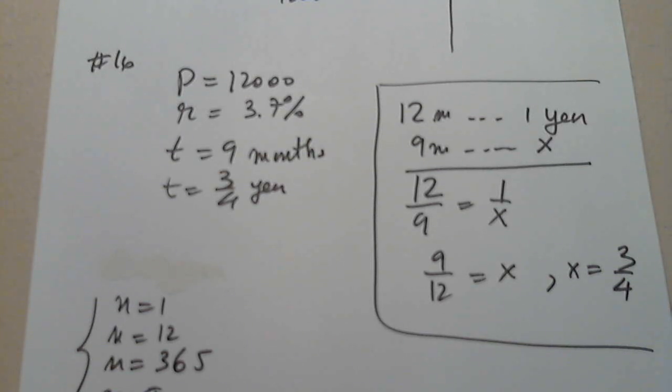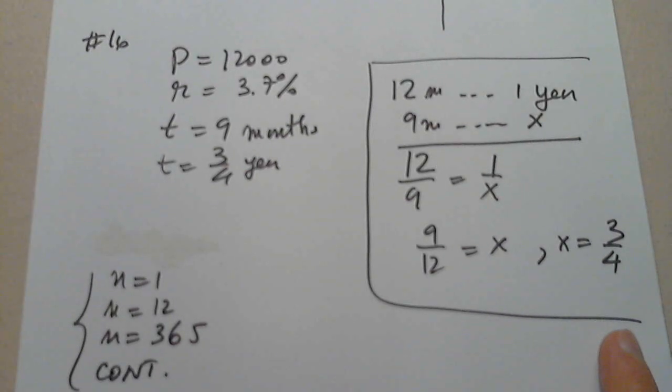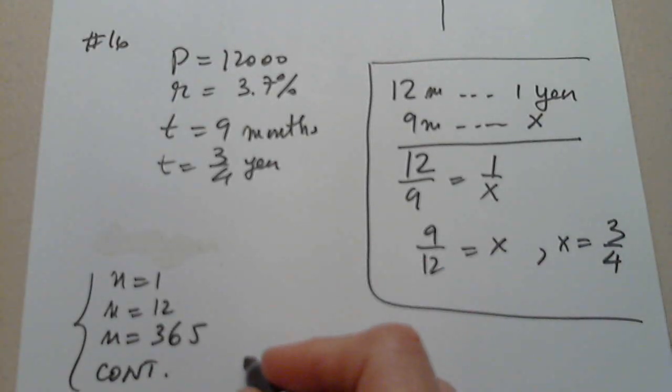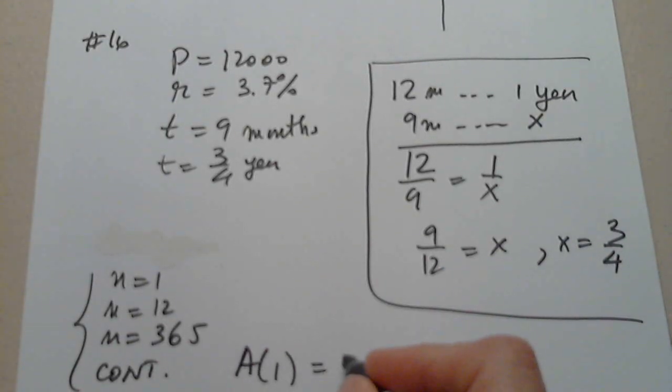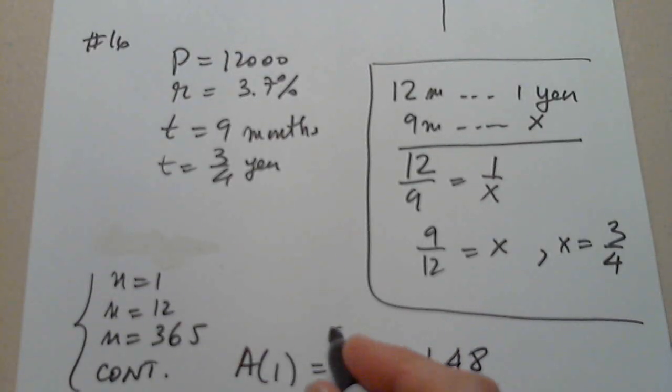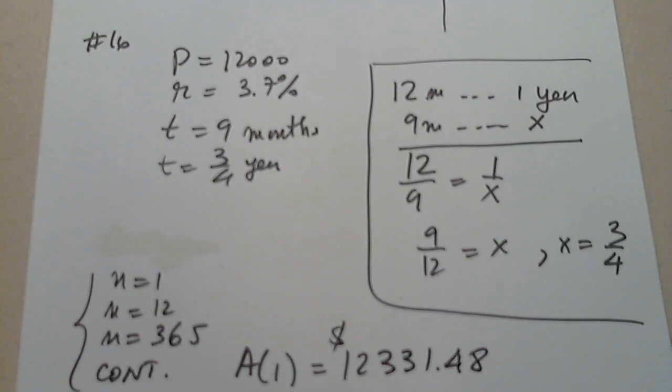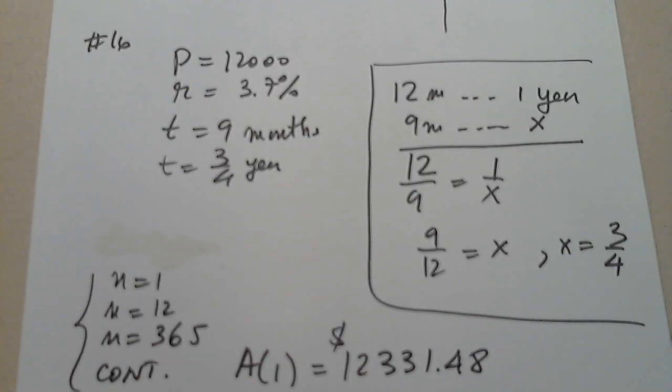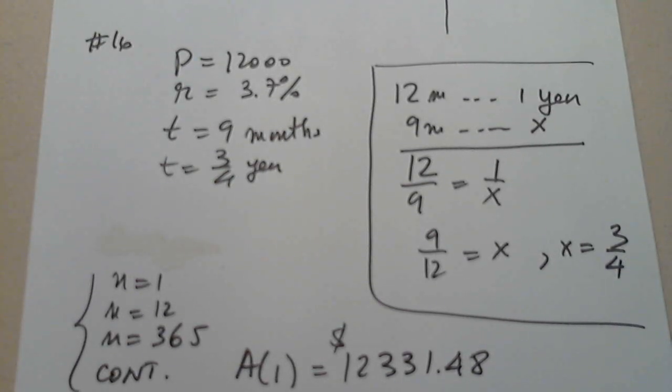Okay, you have to go back and highlight to see what's going on, because the portion beyond the decimal point does not show. So A of 1 equals 12,331.48. A of 12. Let's see what A of 12 is. Further down, 12,337.14. And A of 365, scroll down.